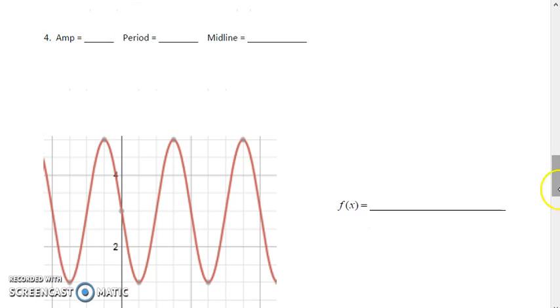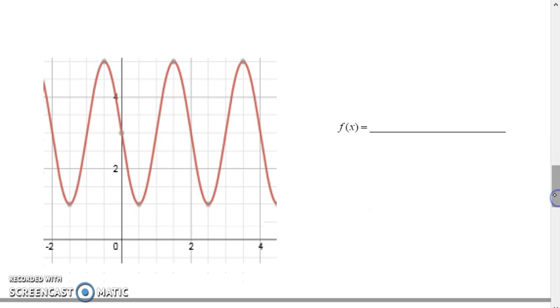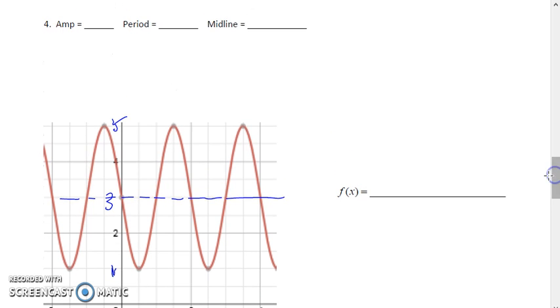Okay, so for this one, notice it goes up to a height of 5 and the lowest point is 1. Therefore, my midline is going to be at 3. So if I draw in my midline, so my midline is going to be y equals 3. Therefore my amplitude is 2.